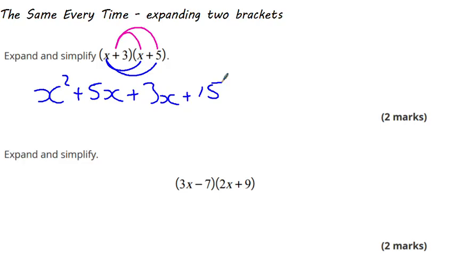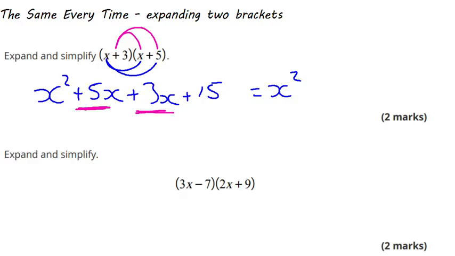So simplifying this, I've got x squareds, I've got x, and I've got numbers on their own. So how many x squareds do I have? Just one x squared, so x squared. How many x do I have? Plus 5, so I have plus 5x, and plus 3x.